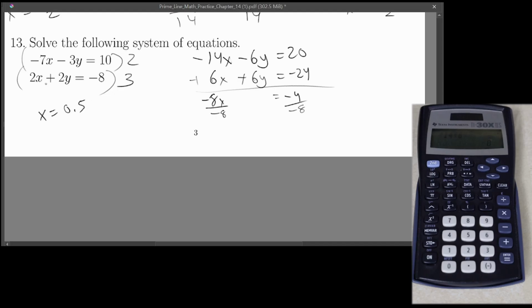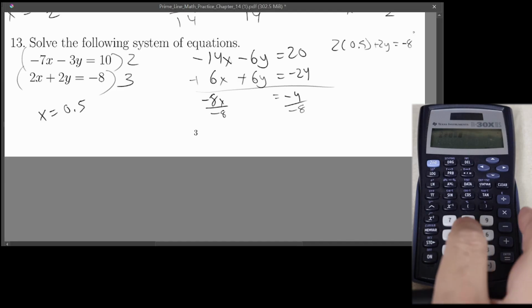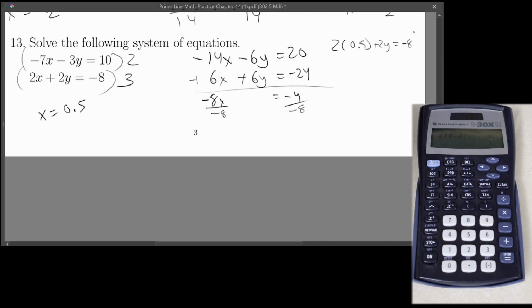And then we're going to use the second equation. We'll say 2 times 0.5 plus 2y equals a negative 8. So if we take 2 times 0.5, we get 1 plus 2y equals a negative 8. We'll subtract 1. We get 2y equals a negative 9. Divide by 2. And y gets us a negative 4.5.